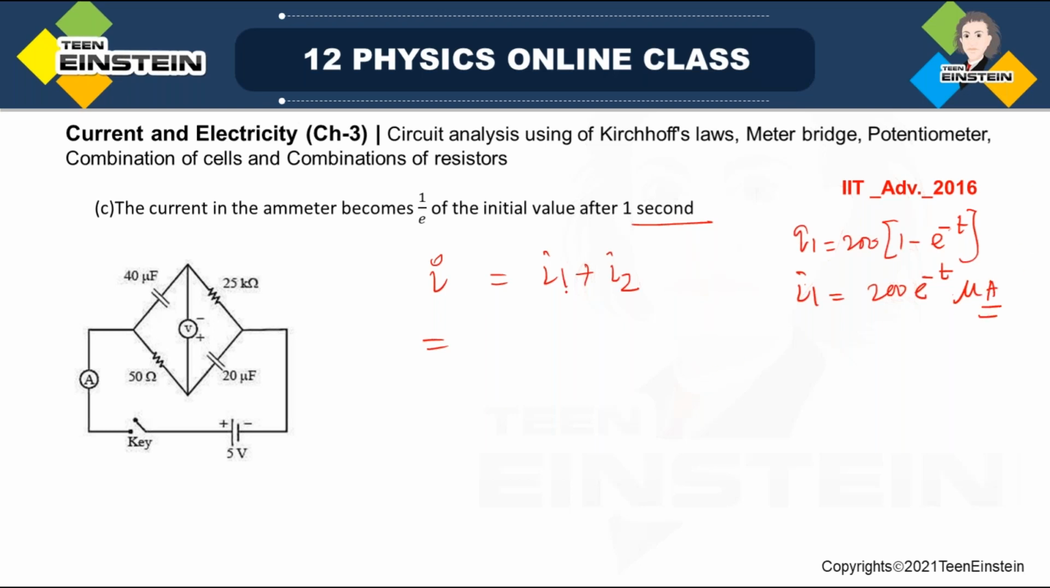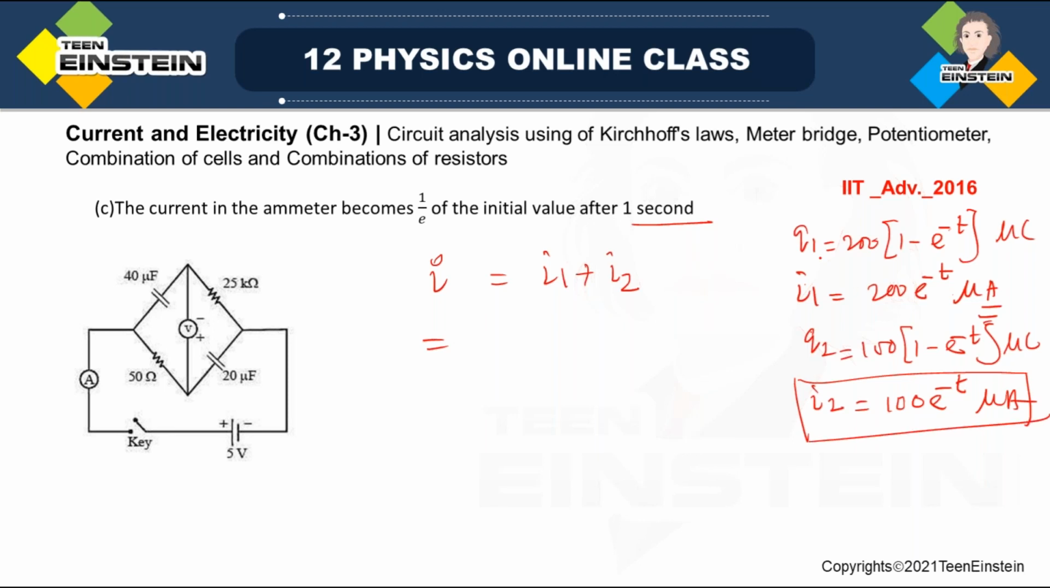All right. And see, similarly, this is 100 into 1 minus e to the power minus t. This is microcoulomb. And so I2 will be 100 into e to the power minus t microampere. Right? So these are the expressions for the current.